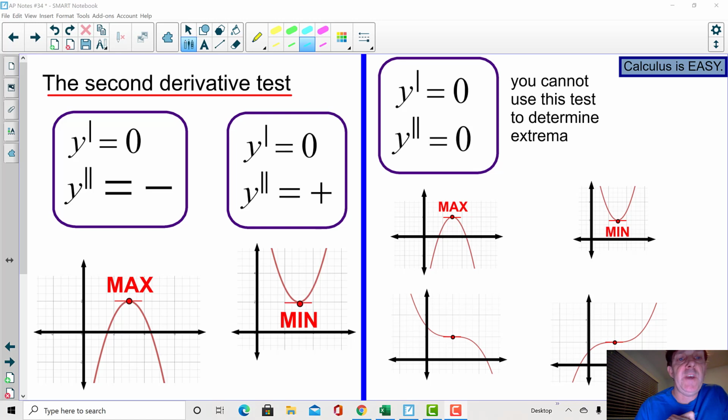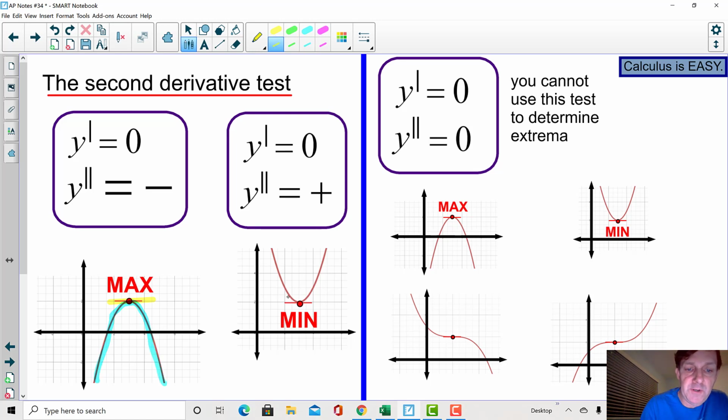Okay, we've already learned how to use the first derivative test to find a max or min, but now we're going to use the second derivative test to find a max or min. The way the second derivative test works is you need to have the first derivative equal to 0, and the second derivative must either be positive or negative. If you look at our first example, if your first derivative is 0 at this point, and your second derivative is negative, that means you're concave down, then you end up with a max.